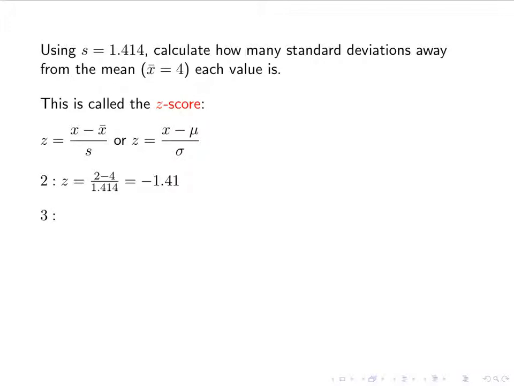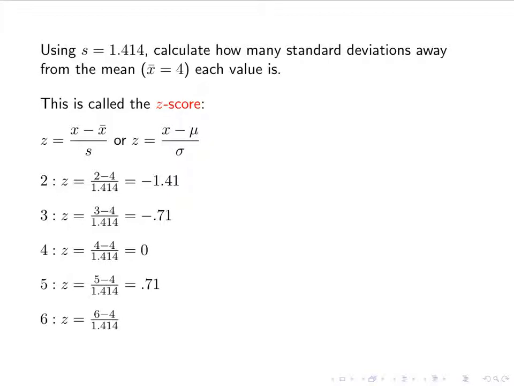For data set 3, the z-score will be 3 minus 4 over 1.414, and I get negative 0.71. For data set 4, which is the mean, the z-score will be 0, because 4 is 0 standard deviations away from the mean, because 4 is the mean. For 5, I get positive 0.71, and for 6, I get 1.41.